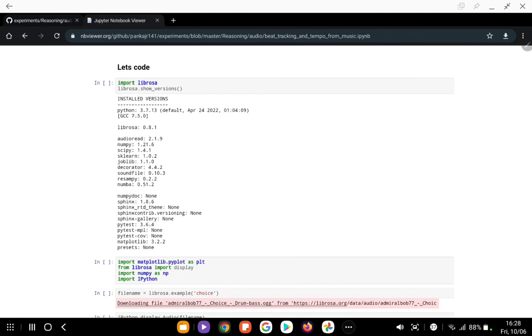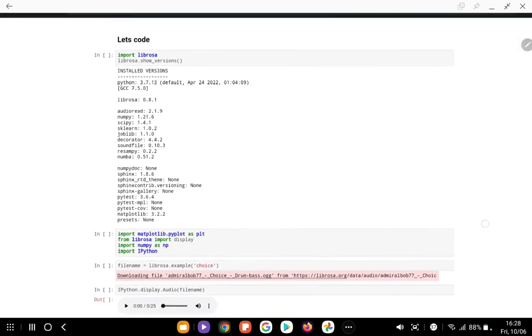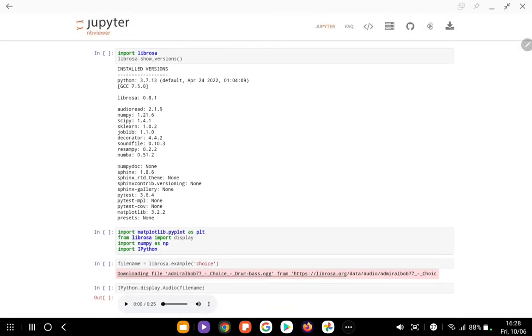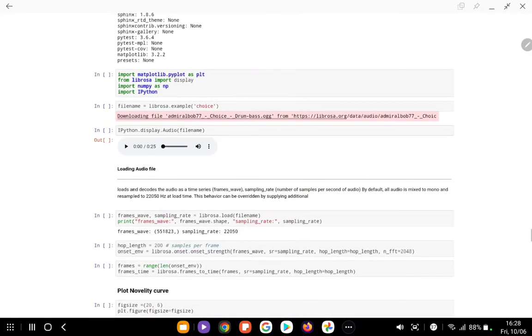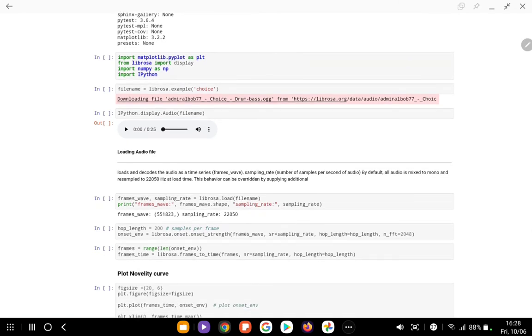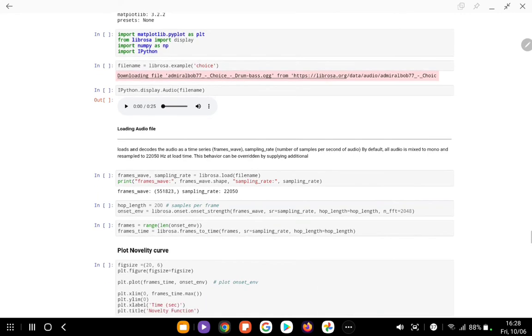Let's code. First, we are going to use the library named Librosa for most of our tasks. Just type import librosa and show the version. It will show you that the Python we are using is 3.7 and the Librosa version is around 0.8. Now let's import some libraries and our example file on which we are going to operate, whose name is choice. Let's play choice and see how it feels.